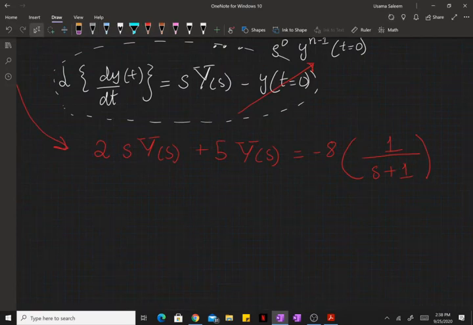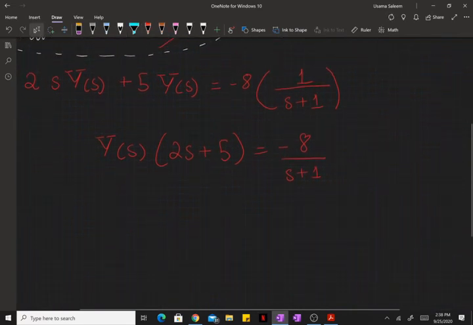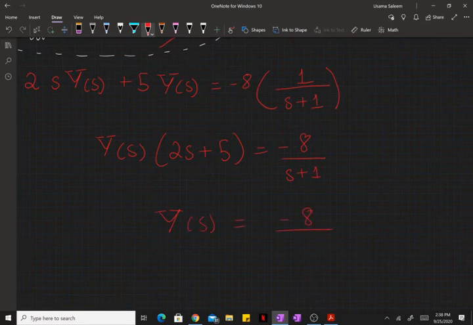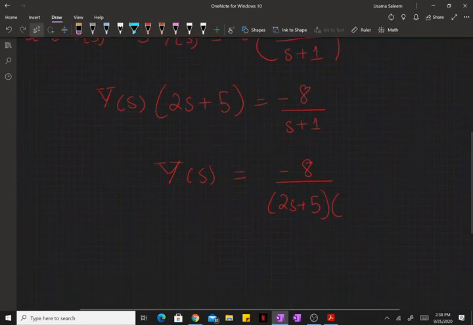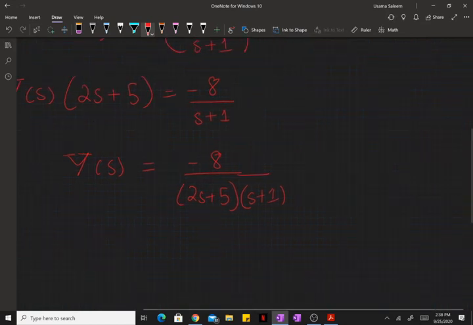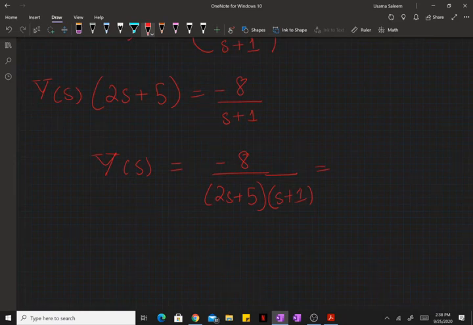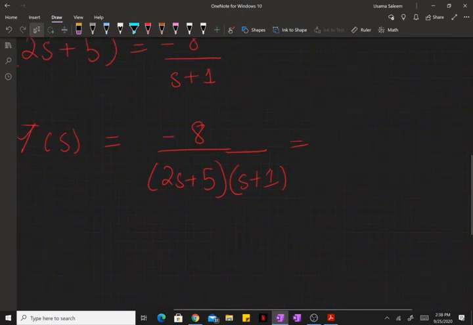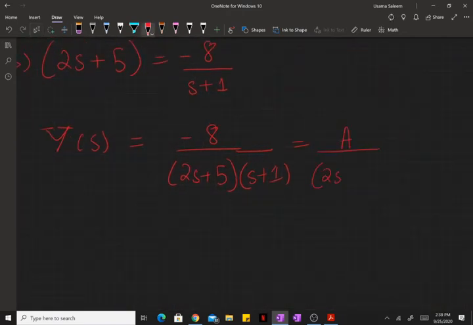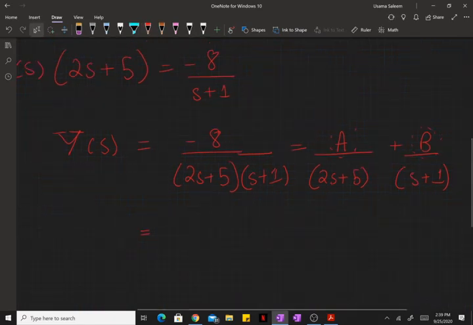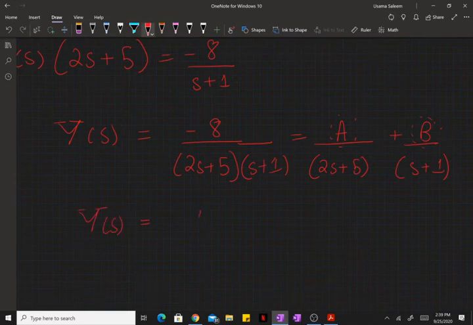Alright, so once I factor out Y(s), I'm left with (2s plus 5) Y(s) equals negative 8 over s plus 1. Y(s) equals negative 8 over (2s plus 5) times (s plus 1). Now, in order to take the inverse Laplace transform, I'll have to further decompose this rational function into its partial fractions, which will take the form a over (2s plus 5) plus b over (s plus 1). Now, I will not spend time evaluating these constants. I'll leave that up to you as an exercise, but at this stage I'll just treat them as constants and factor them out when I take the Laplace inverse.